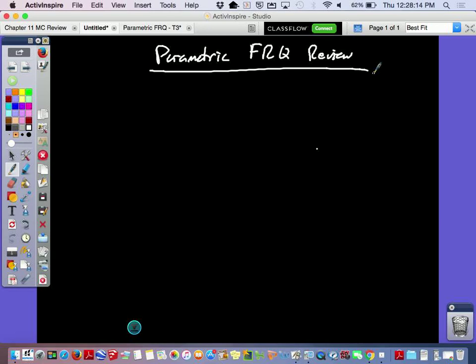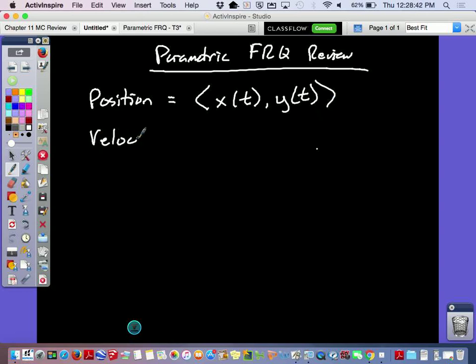But typically what's going to happen when we have a parametric FRQ is that you are going to be given a parametric function, and it could be in vector form, it might not be in vector form, but it usually will represent the position of a particle. And so we'll call that position x of t, y of t. And this could be the initial information, or it could start the problem with a derivative. And the derivative would represent the velocity, which would be x prime of t, y prime of t.